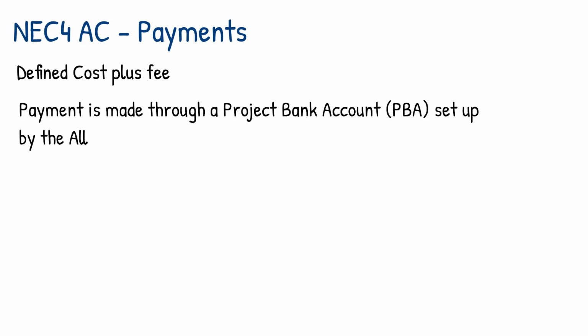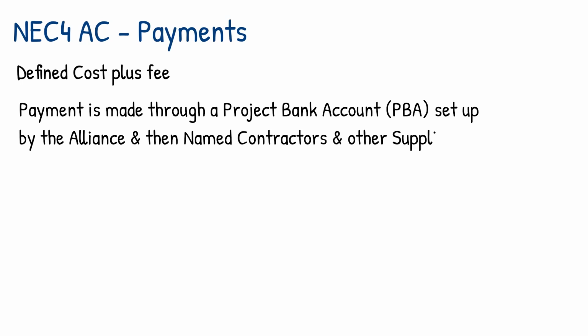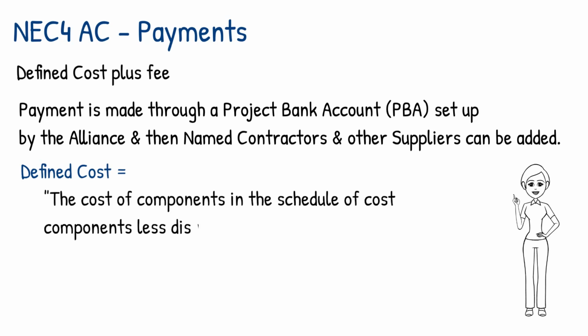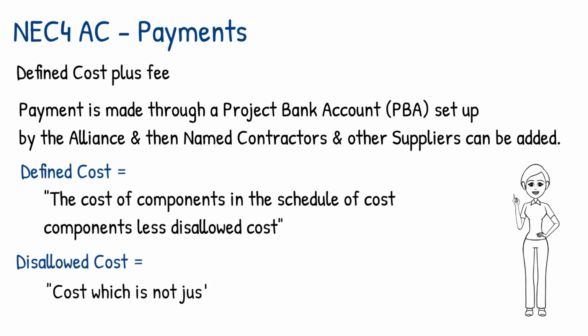The basis of payment is defined cost plus fee, just like option E of the NEC4 ECC. Payment is made through a project bank account set up by the Alliance, and the named contractors and other suppliers can be added. The definition of defined cost refers to the cost of components in the schedule of cost components less disallowed cost. Disallowed cost is simply cost which is not justified by a partner's accounts and records.